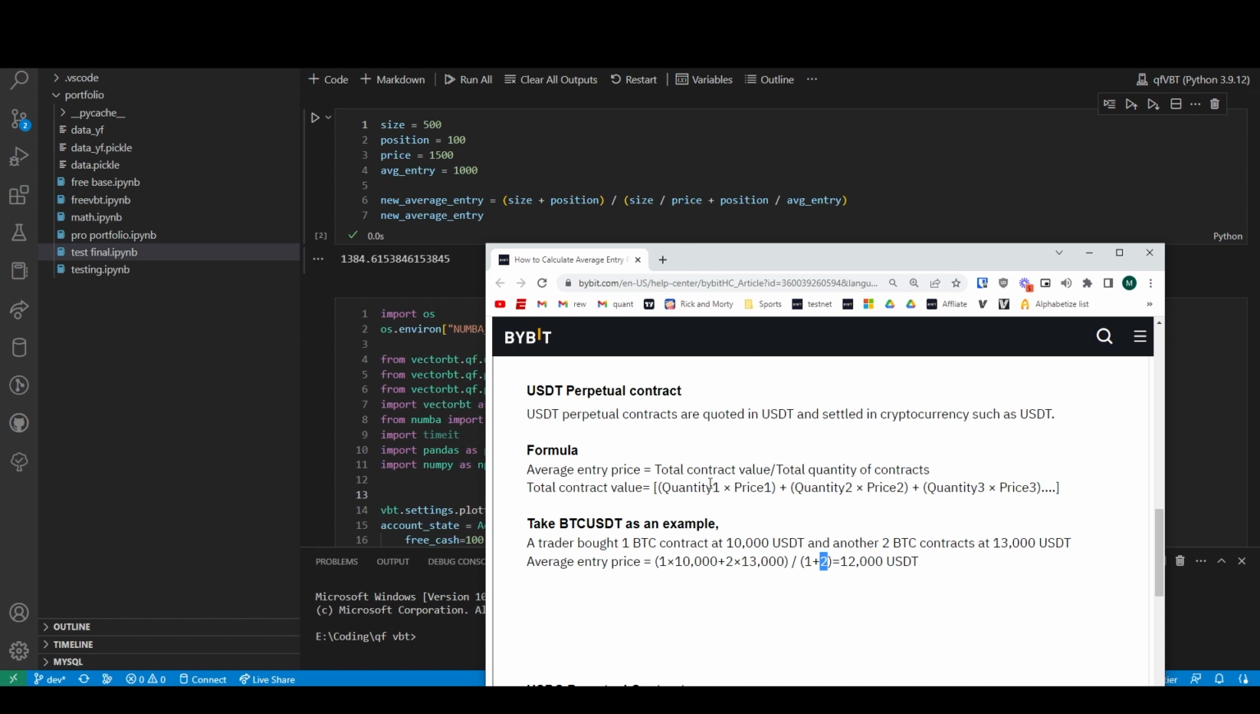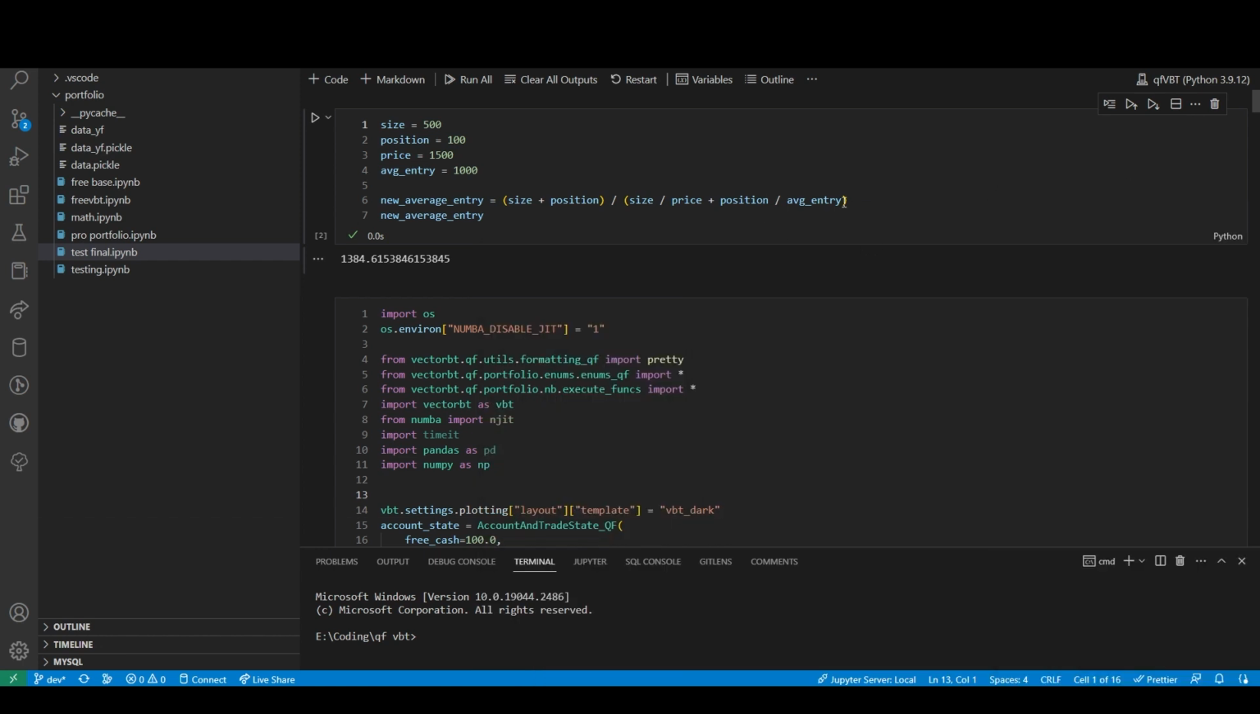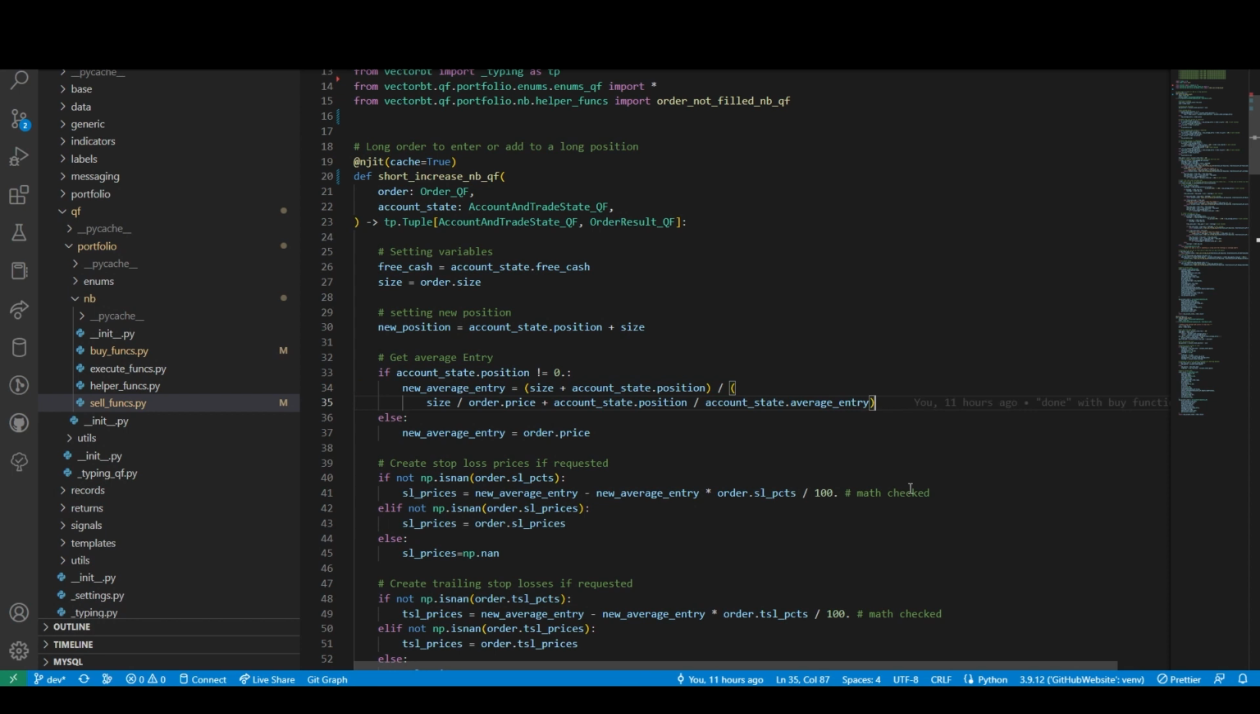And it makes sense. And the reason why here we have quantity 1 times price 1 plus quantity 2 times price 2 and so on, all we need is this plus your average entry. So that's what we have here. So it's just size, which is quantity times price. Anyways, the math works. So I guess this works fine. I have to find math checked and replace it with nothing. So this math has been checked. Okay.